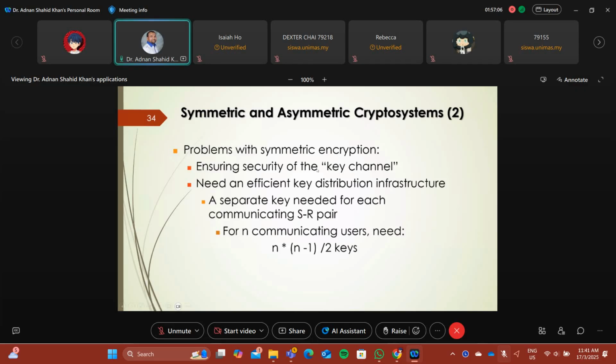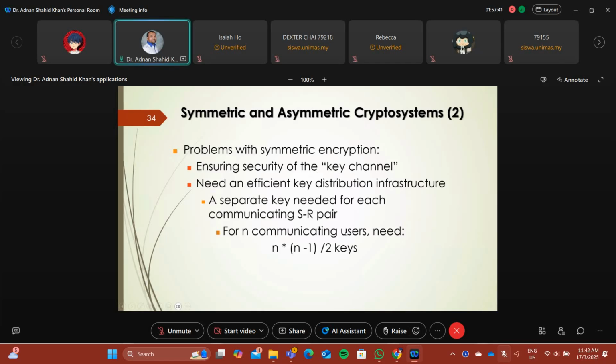Ensuring security of the key channel. If I'm using WhatsApp, problem, the attacker is there. If I'm using eLeap, problem, the attacker is there. How to share the key? The best thing is to bring it to the classroom, and we need an efficient key distribution infrastructure. A separate key is needed for each communication, so we need to generate a lot of keys. So two problems: one is the key channel, another is the generation of the keys.